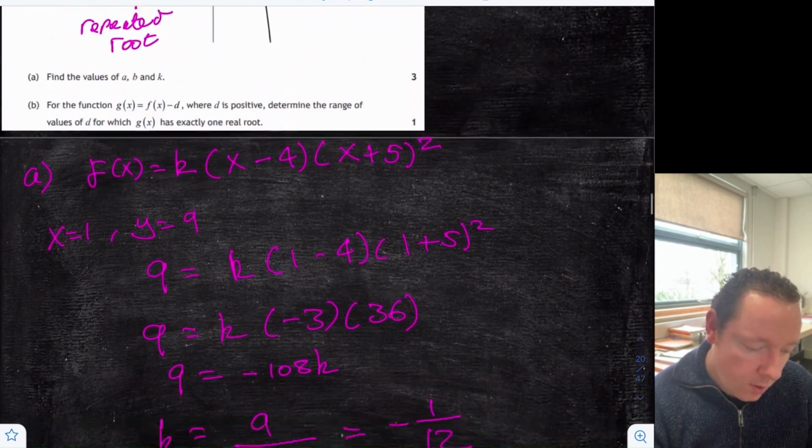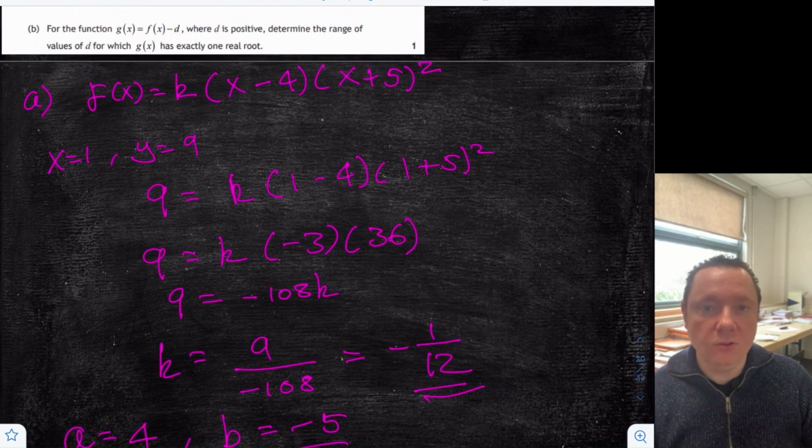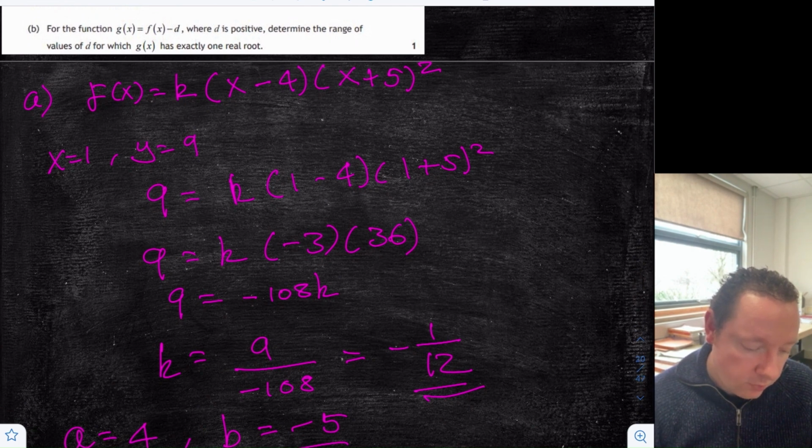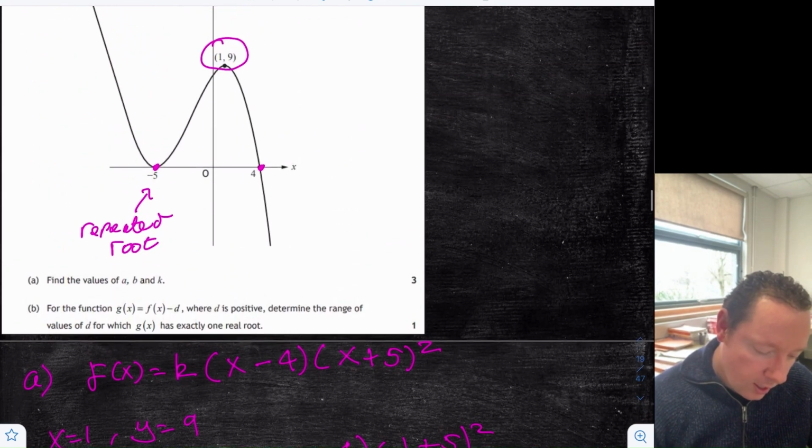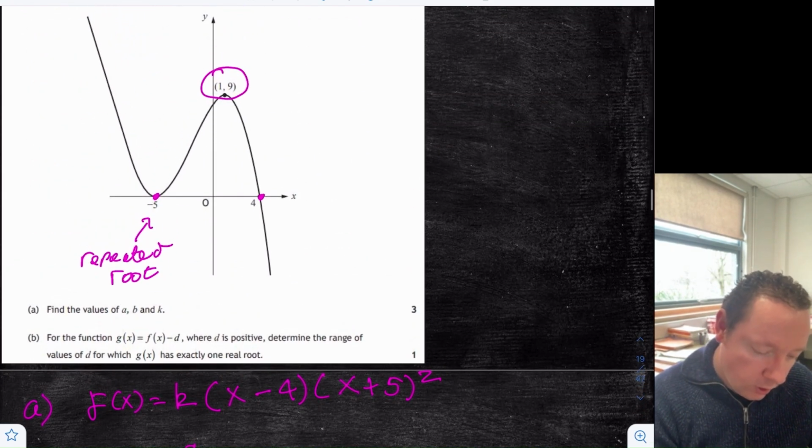So we're done there. Part B says, for the function g of x equals f of x minus d, where d is positive, determine the range of values for d so that g of x has exactly one real root. Okay, let's have a look at this. If it's got one real root, it only crosses the x-axis at one point. So this is going to move down, but it's still going up. So this turning point has to go underneath here, so that the only place it crosses is when it first initially drops down. Then it goes up, and it's going to turn before it hits there and go back down.